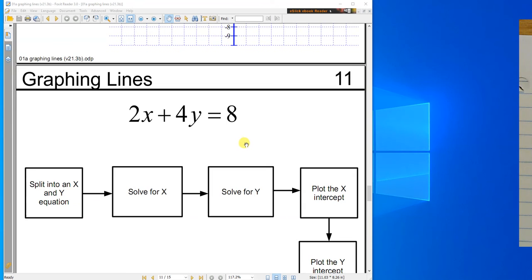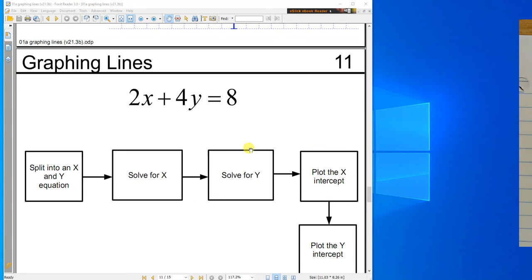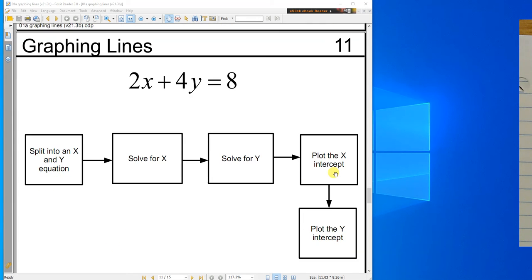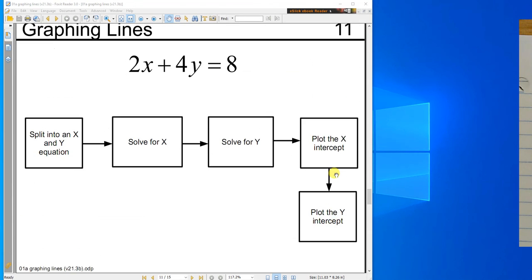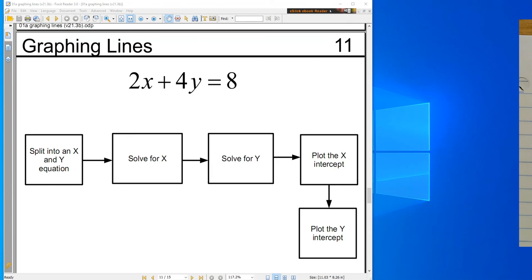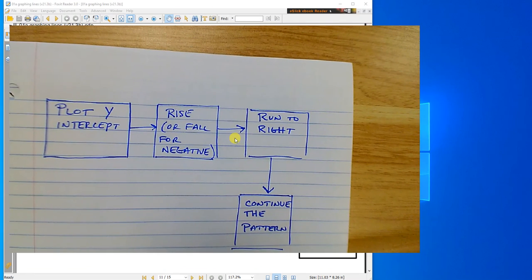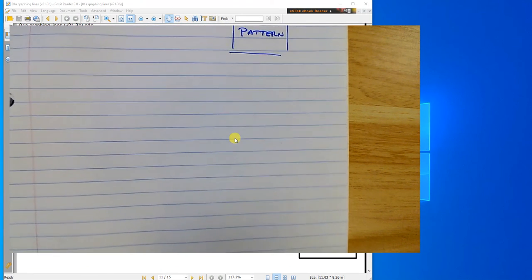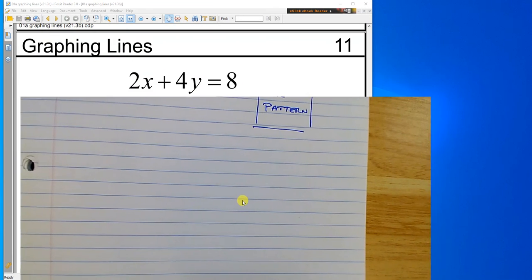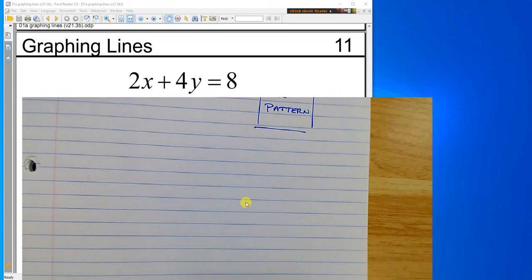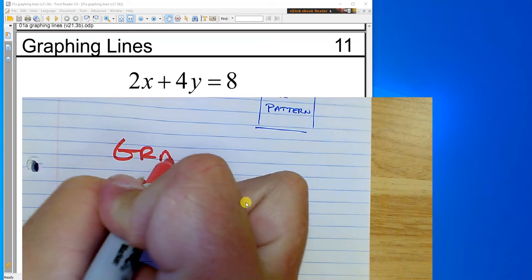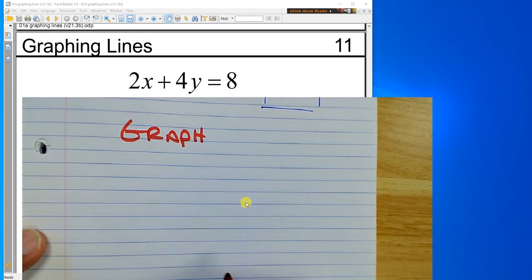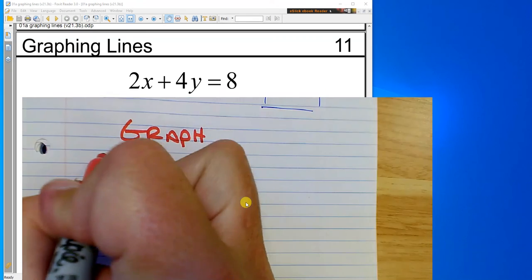Now we have a different form of a line. This is standard form. We're going to split it into an x and a y equation. We're going to solve for x, solve for y, plot the y-intercept, plot the x-intercept. Let's get this one into our notes. So we're going to graph this: 2x plus 4y equals 8.